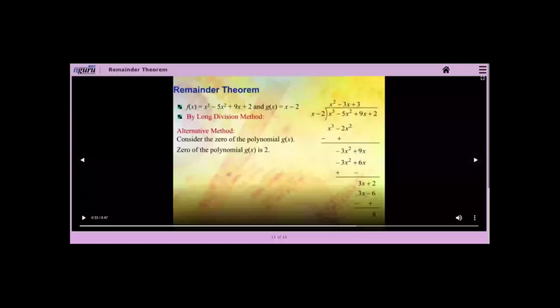Now the same thing they're doing. Dividing, the remainder is 8. By using remainder theorem, put x is equal to 2, you will get the answer as 8.